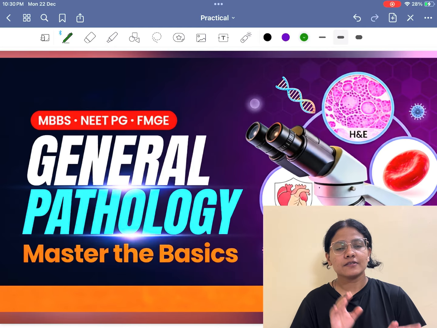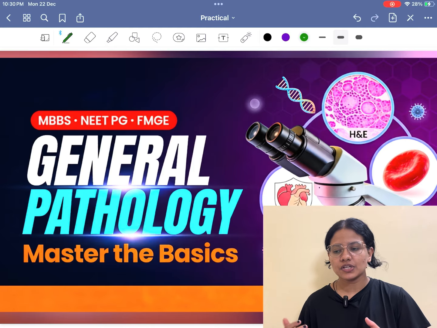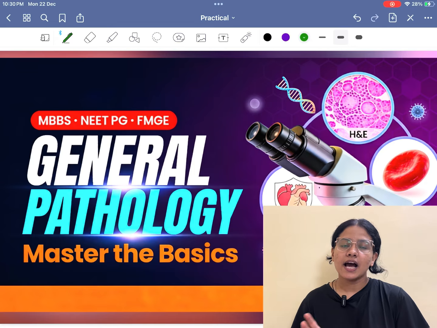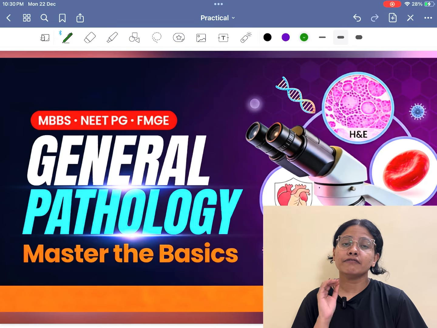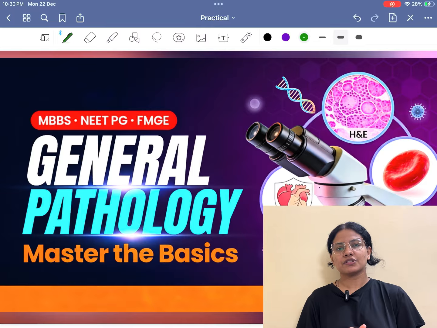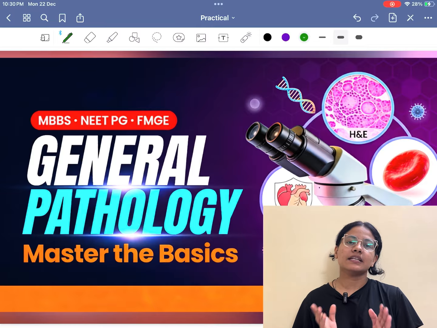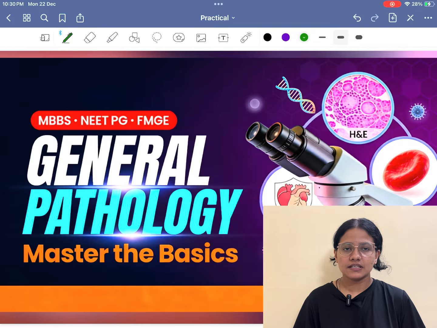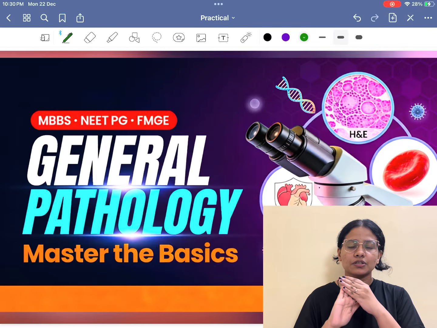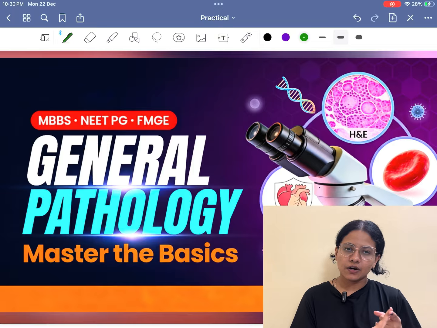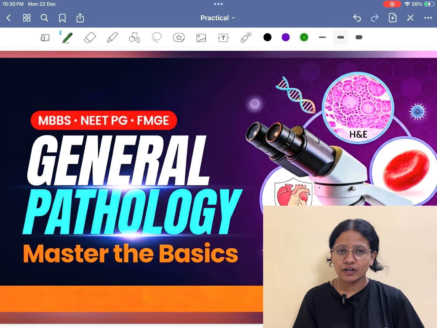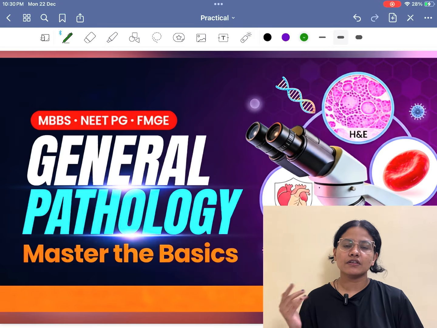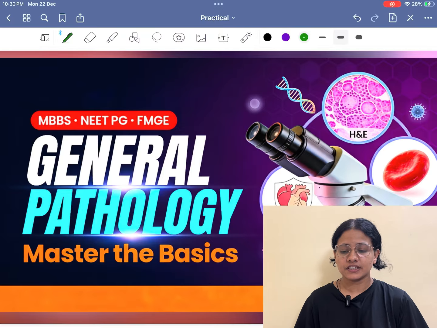And then you have the associated structural changes, which is the morphological changes. And because of all of this, there will be functional alteration in the tissue, which is commonly seen as the clinical features. So whenever you describe a pathology of a disease, these are the main four headings that you should describe it under: the cause, the pathogenesis, the morphology and the clinical features.